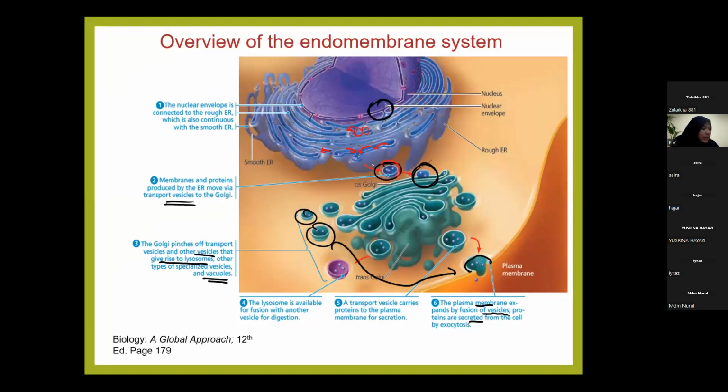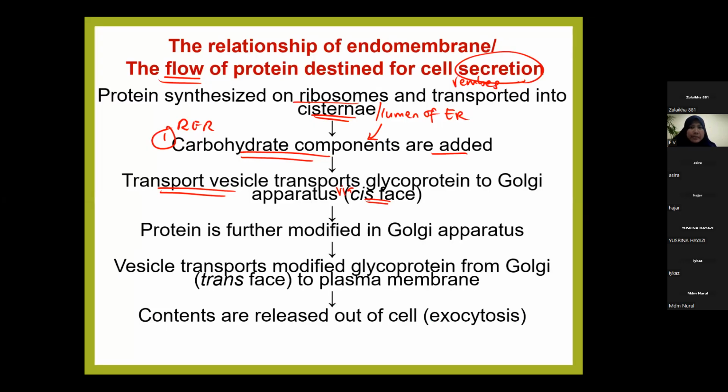This one. So you can see the protein that has been modified will be transported in a vesicle to Golgi apparatus via cis phase. So ini adalah bahagian cis phase of Golgi apparatus. Vesicle ni akan pergi kepada Golgi apparatus dekat kawasan atau bahagian cis phase. Okay, next, what happened inside Golgi? In Golgi, protein will be further modified. Protein akan terus diubah suai in the Golgi apparatus.